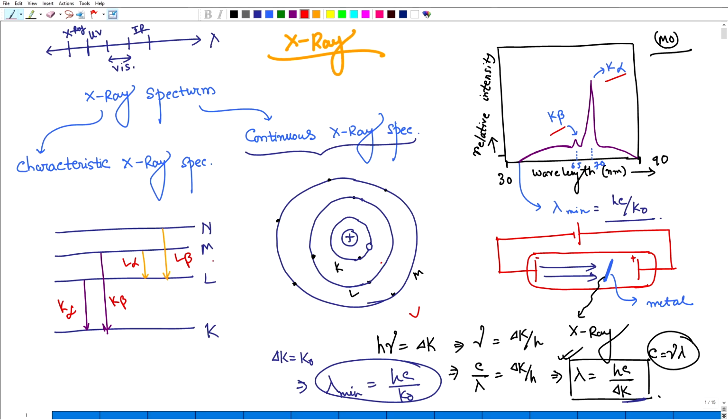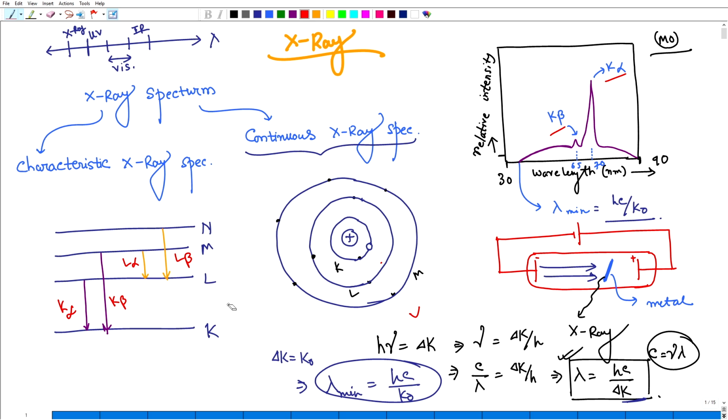Welcome back everyone. So we are discussing the X-ray spectrum, the continuous X-ray spectrum and the characteristic X-ray spectrum. We discussed that there will be 4 transitions which correspond to the emission of the X-ray photon: L to K, M to K, N to L or M to L. 4 transitions will be there. Now we know that the L to K energy gap is higher. If the energy gap is higher, then obviously the lambda will be less.